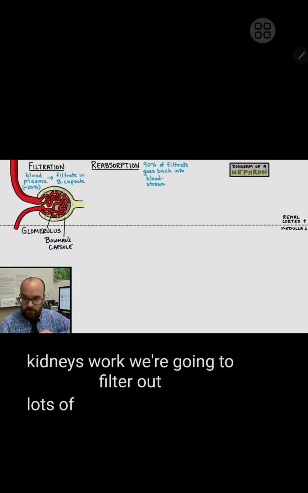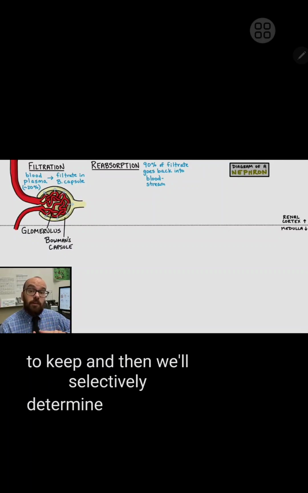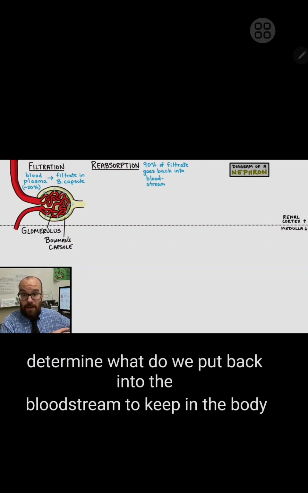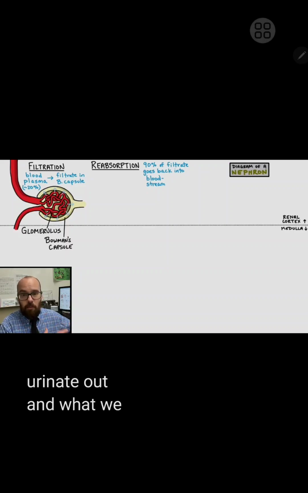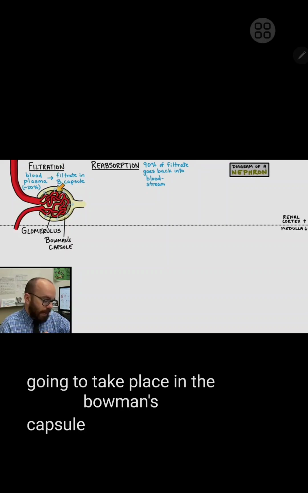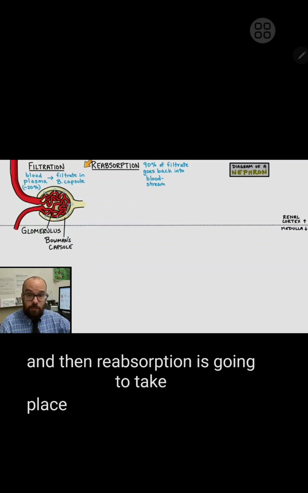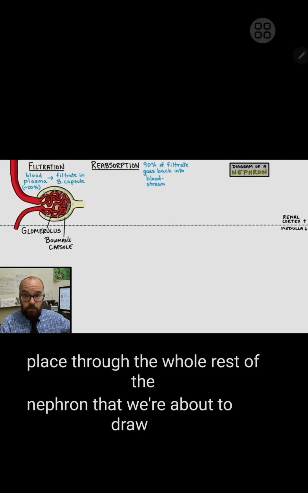We're going to filter out lots of things, even stuff that we want to keep, and then we'll selectively determine what we put back into the bloodstream to keep in the body. And that's how we'll regulate what we urinate out and what we keep inside. Filtration is going to take place in the Bowman's capsule and glomerulus, and then reabsorption is going to take place through the whole rest of the nephron that we're about to draw on our diagram.